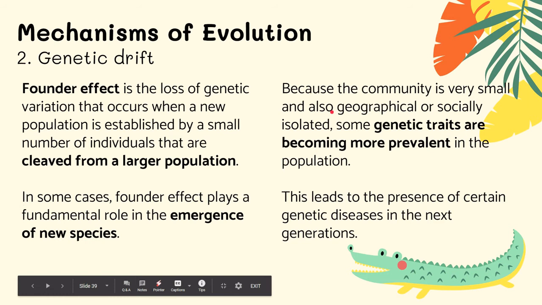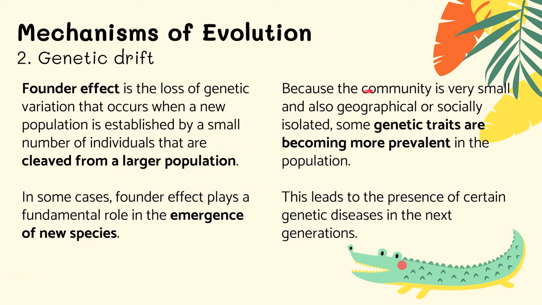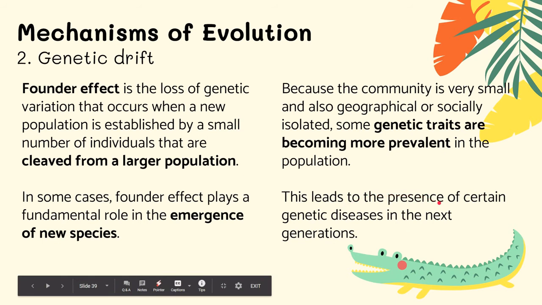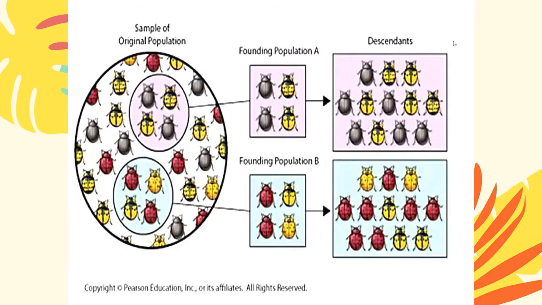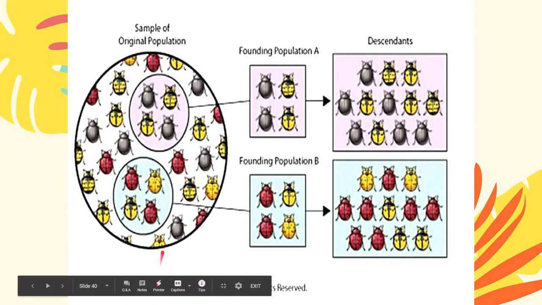I hope you will recognize the examples as we go along. Because the community is very small or isolated from the large population, some genetic traits become more prevalent in the population. This could lead, sadly, to the presence of some genetic diseases in the next generation, or could actually cause the emergence of a new species. Here we have a diagram that will explain the founder effect.